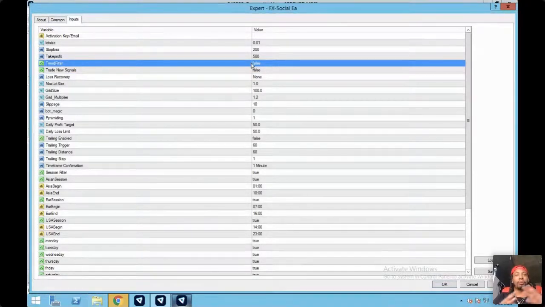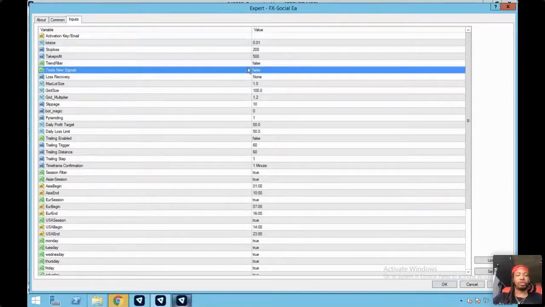I use it on some accounts, and sometimes I don't. You do get less trades on trend filter, so that's a good thing. If you want less trades, I keep trade new signal off. Basically, what that means is that it's only going to look for one trade at a time. The extra trades that you get are the recovery trades, so it's never going to trade more than one signal. If you turn it on, it's going to trade every single signal it does.